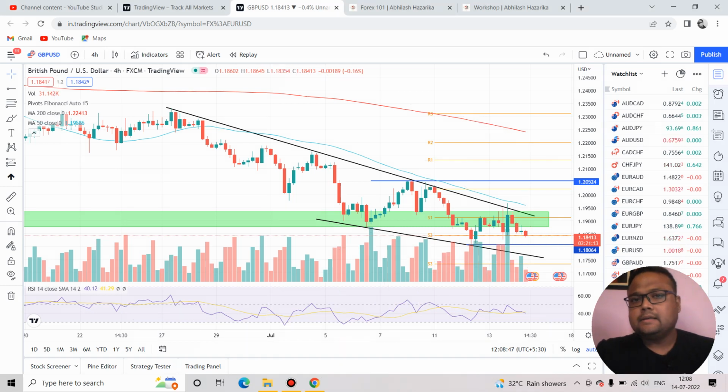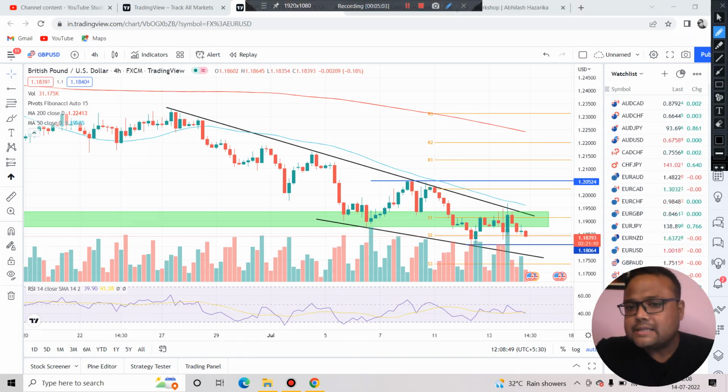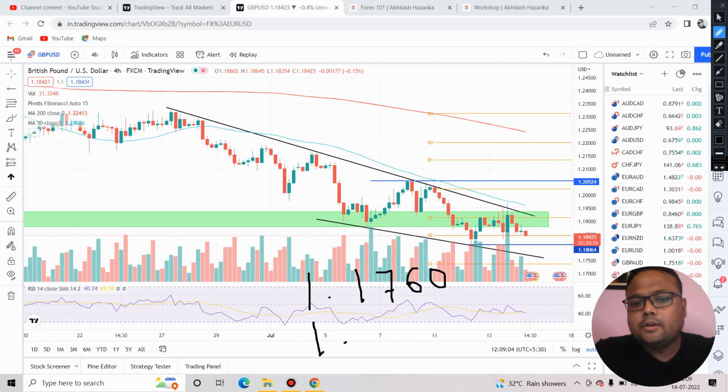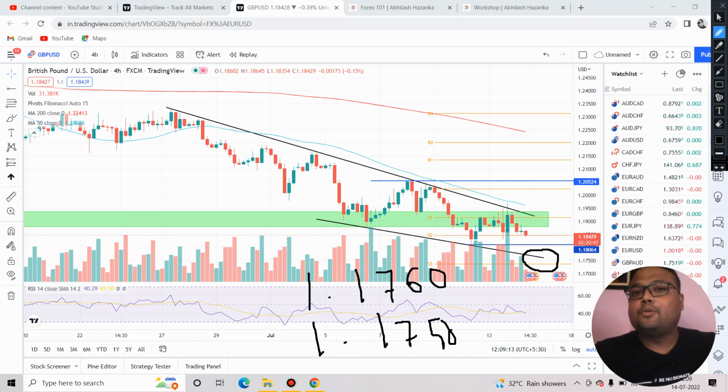And in case the market breaks this blue line, then no need to do anything, no need to take a sell position also, because your risk to reward ratio will not match. Then just wait for the market to come to the level of 1.1760 to 1.1750, because the trend line at the bottom is acting as support. There is a possibility that the market will take support.